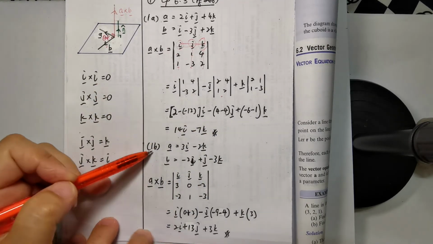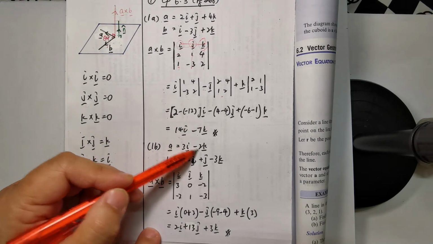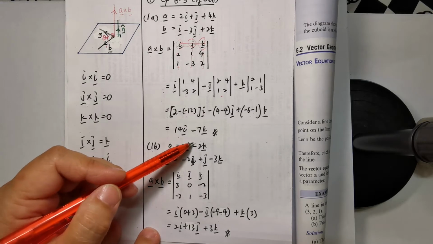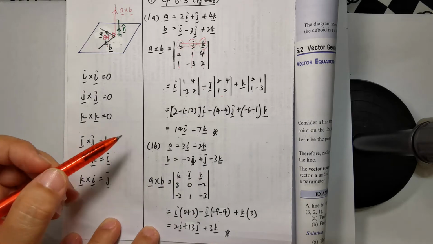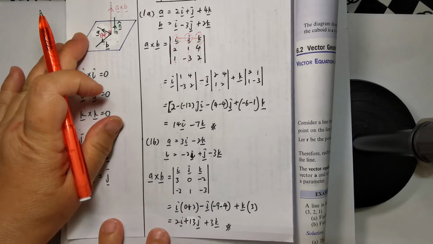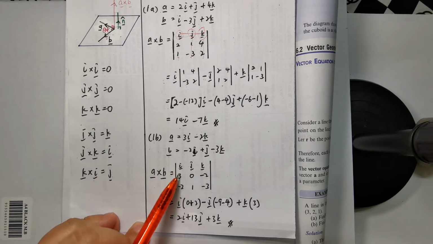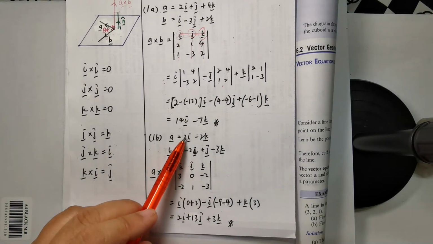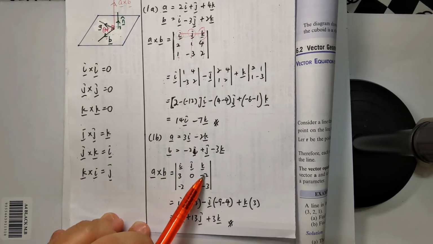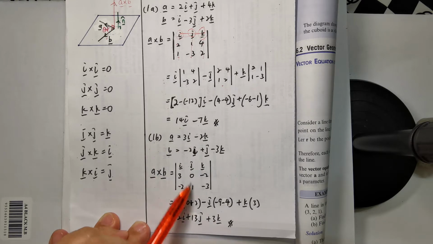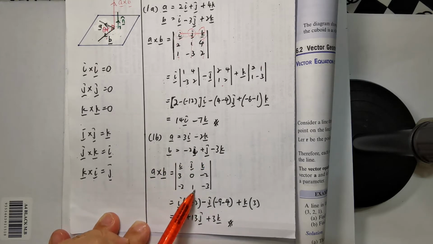For question 1B, you are given vector A, 3i minus 2k. No j component, so it means 0. Vector B is minus 2i plus j minus 3k. Therefore A cross B will be a matrix: first line i, j, k; second line the components for vector A, 3, 0, negative 2, with no j component meaning 0; vector B is negative 2, 1, negative 3.